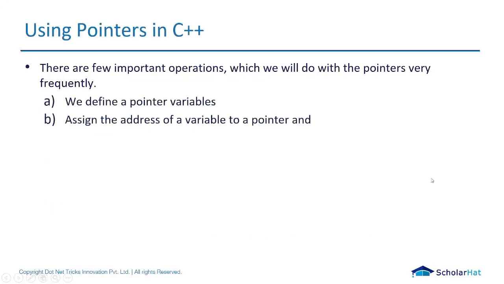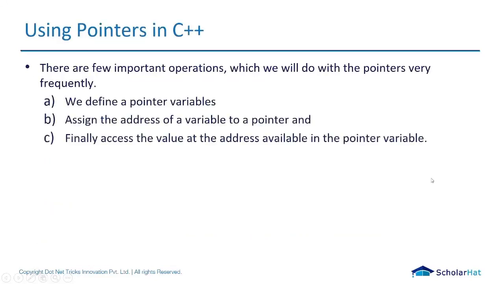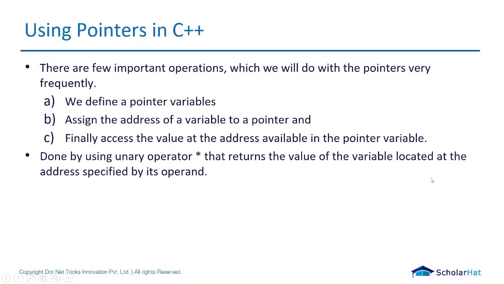Now, using pointers in C++, there are a few important operations we will do very frequently. We define a pointer variable, assign the address of a variable to a pointer, and finally access the address available in that pointer variable. All these things we're going to do in VS Code, done by using a unary operator. As I already told, this is the dereference operator. This is going to give the value present in that place.